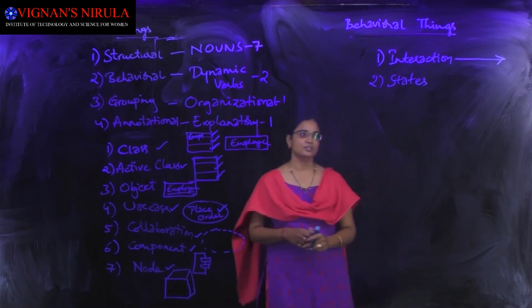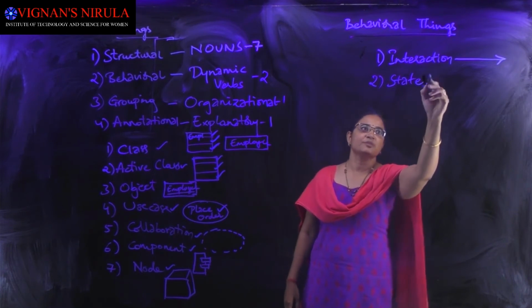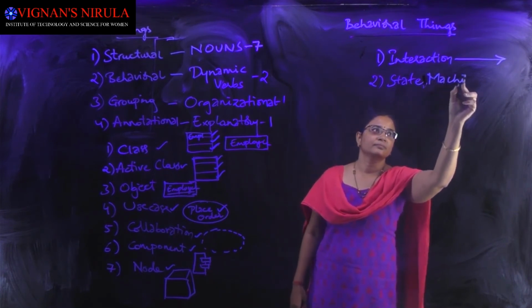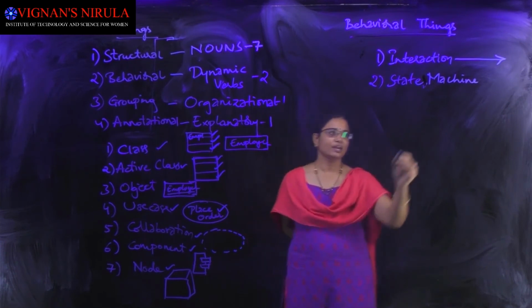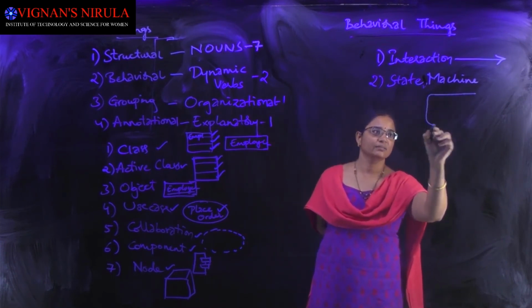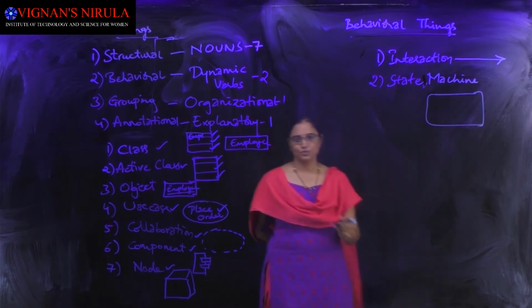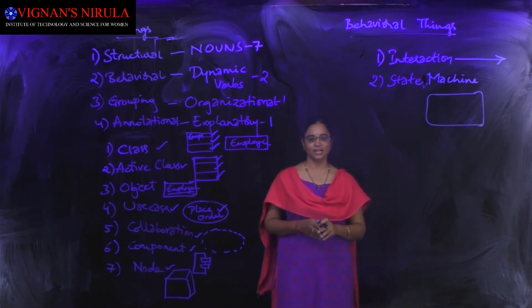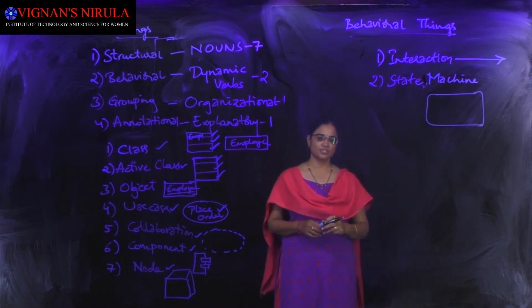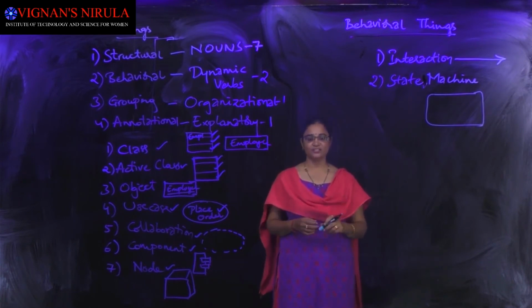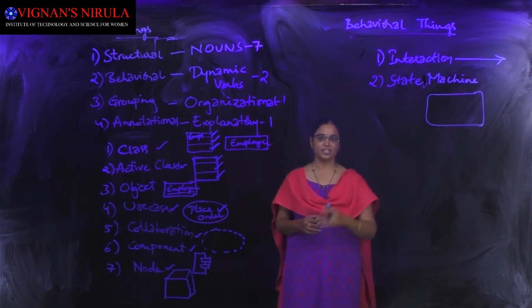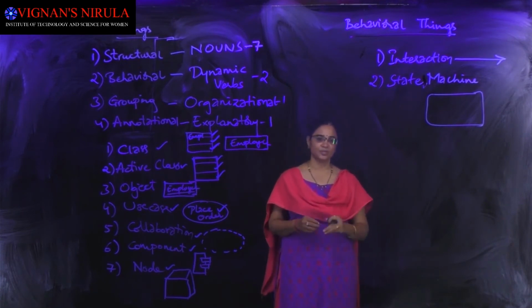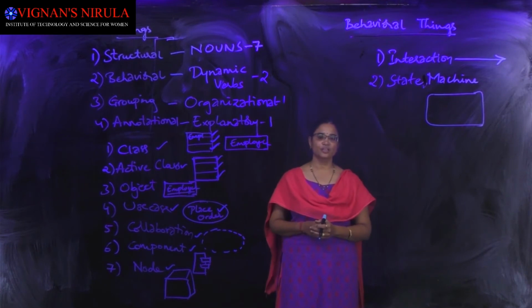Coming to the state. It's not just a state, it's a state machine. Graphically it is represented as a rounded rectangle. I think you people have gone through the operating system. In that we used to represent the process lifespan, as starting state, running state, waiting state, dead state. These are the different states which represent the lifespan of a particular process. Here the state machine is used for such a purpose, to represent the events and the transitions. This is regarding the behavioral things.